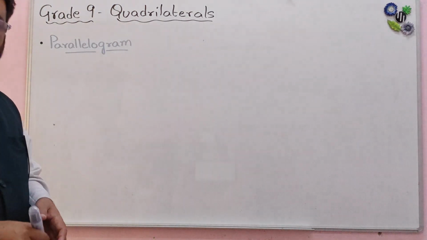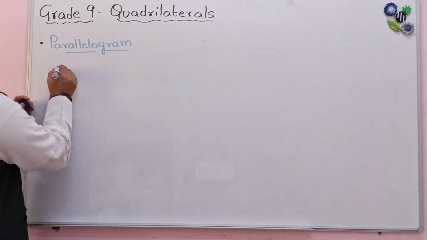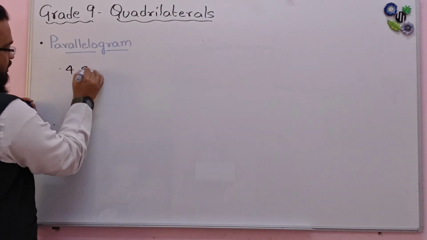So now, what is a parallelogram? A parallelogram is a four-sided quadrilateral. What is this? A four-sided quadrilateral.